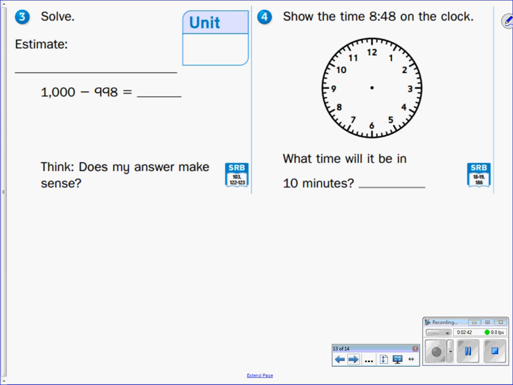Number 3, we're going to solve, but let's put a unit in here. Let's do birds. And we're going to estimate to solve. So if I estimate, I'm going to leave that at 1,000 minus, let's go 1,000 equals 0. Okay? And if I look at this, I can use counting up because this is so close, 98, 99, 1,000. So it's going to equal 2. Does my answer estimate make sense? Yes, it does, because it is so close to the exact answer.